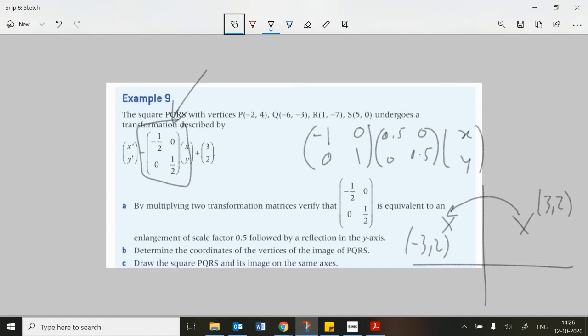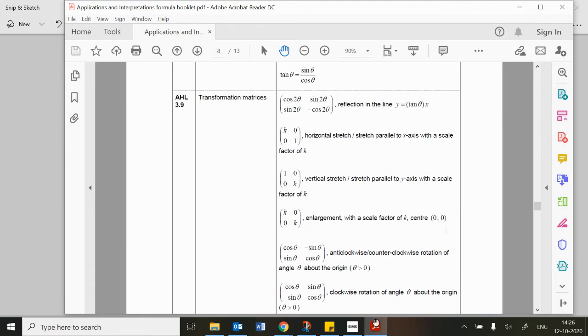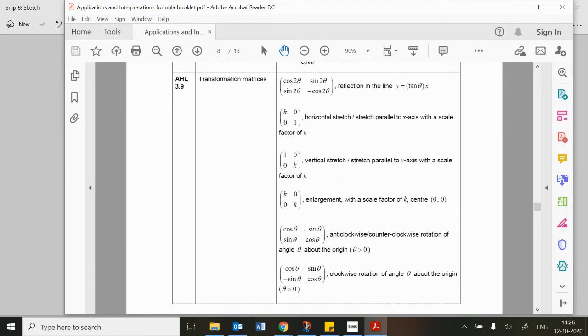Now, reflections, quick side note on this one, are given by the top formula there, a reflection in the line of y equals tan theta x. The problem that you have in reflecting in the y-axis is that the gradient is infinite. And so tan of theta will give you an infinite answer. So you have a bit of a problem in using that reflection line there. And that's a particular problem we have with reflecting about the y-axis.